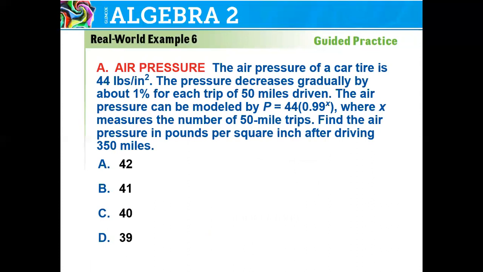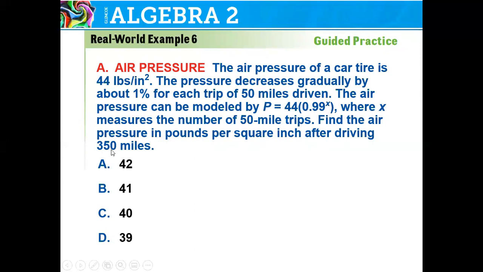Next example. The air pressure of a car tire is 44. The pressure decreases gradually by about 1% for each trip of 50 miles driving. The air pressure can be modeled by P equals 44 times 0.99 to the power of x, where x measures the number of 50-mile trips. Find the air pressure in pounds per square inch after driving 350 miles. So x is the number of 50-mile trips, and I want to know what happened after driving 350 miles.